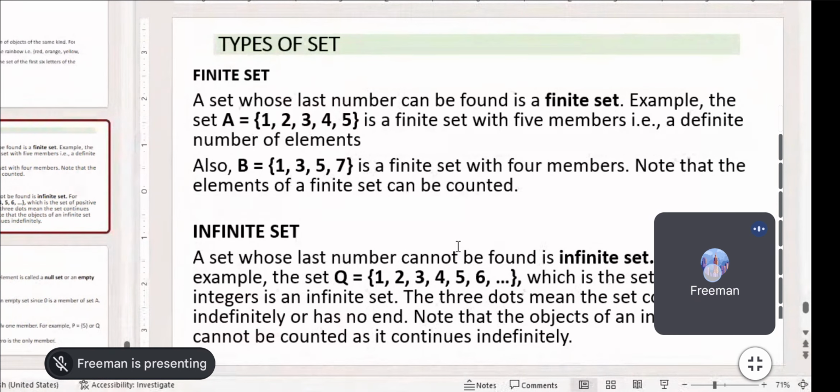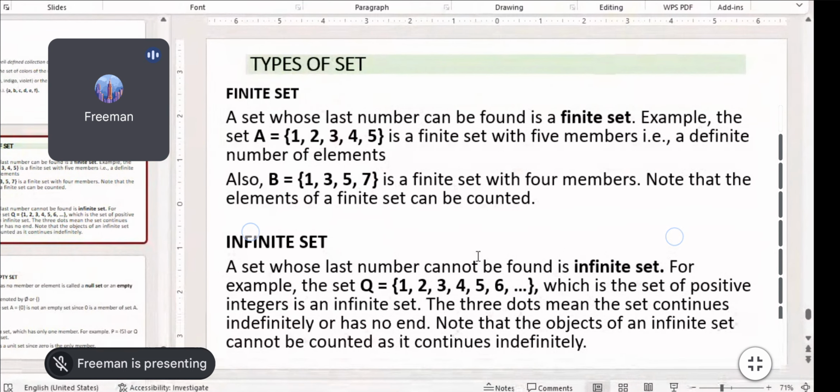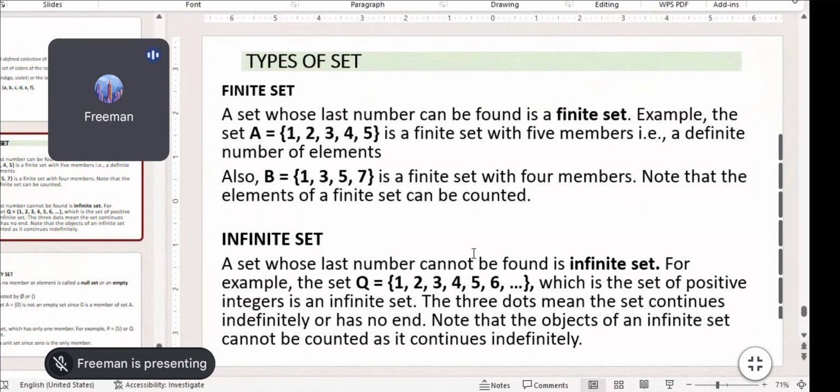For instance, when we have the set of numbers 1, 2, 3, 4, 5, the last number there is 5. You can find the last number. But if I say counting numbers, you start from 1, 2, 3, 4, 5, 6, 7, 8, 9, 10. When I ask you what is the last number, you will never be able to tell me. You count to trillions and you can still be counting. You will not be able to tell me the last number. So that one is an infinite set. You cannot determine the last element of that set.